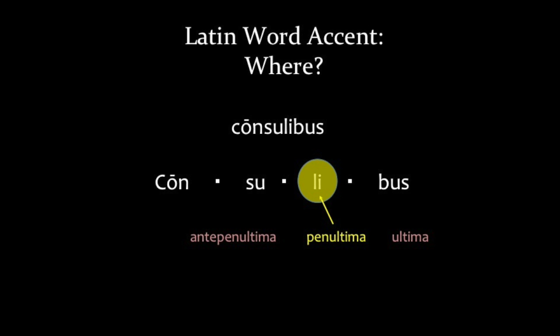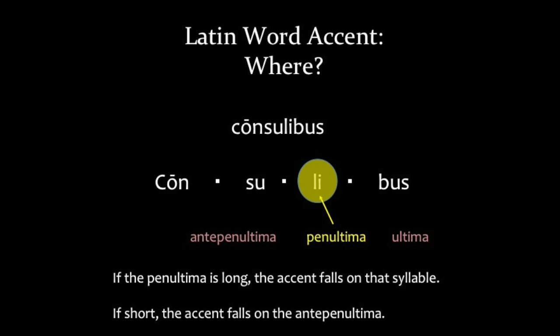So in this case, you look to the syllable li, and you focus on it, and depending upon whether it's long or short, that will determine where the accent goes. So the rule is, if the penultima is long, the accent falls on that syllable. So if li were long, which it is not, you would accent it. If, however, the penultima is short, the accent falls on the antepenultima, that is the syllable that precedes it, in this case, su.